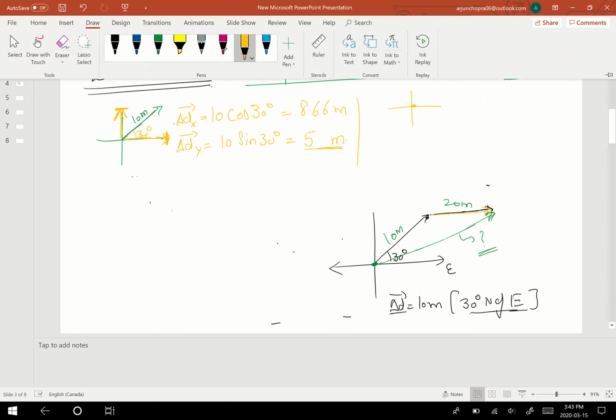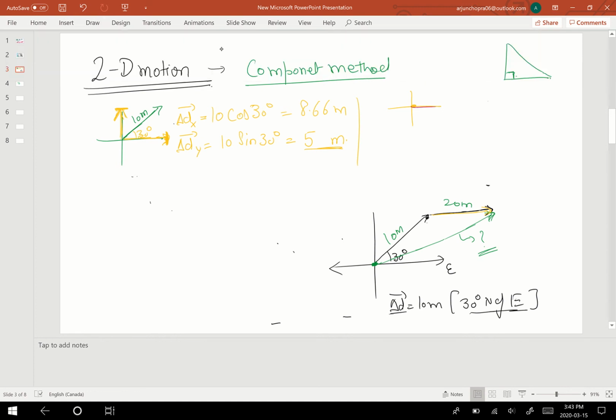I'm going to change the colors now. So this is 20 meters in the east direction. Now I wanted to find the x and y components for this vector also. Delta dx, because it has covered 20 meters in the east direction, the distance covered in the x direction is 20 meters, and delta dy will be equal to 0.